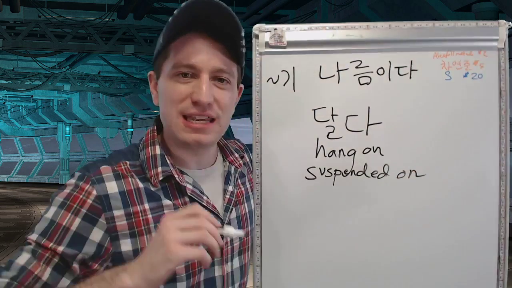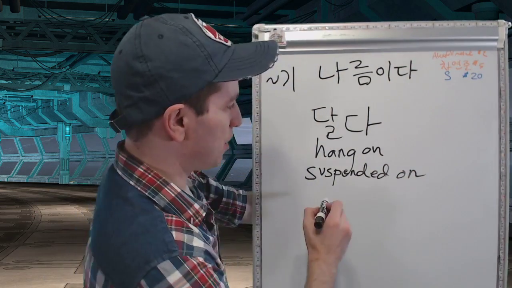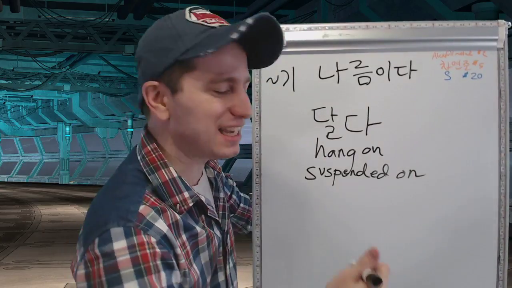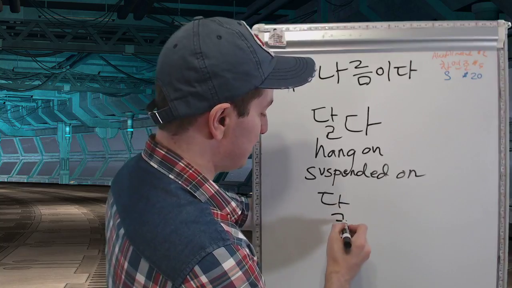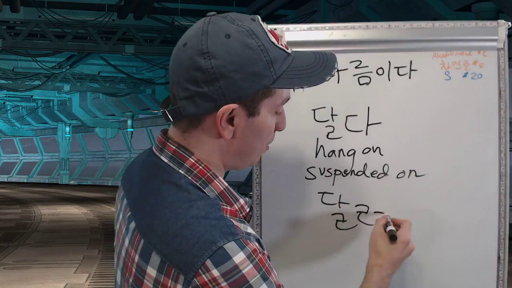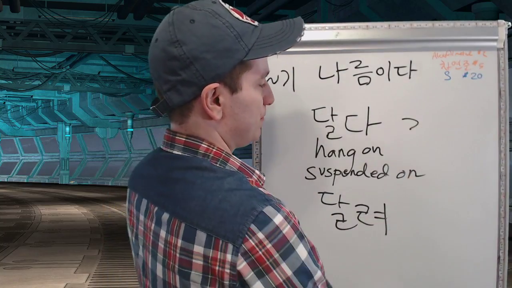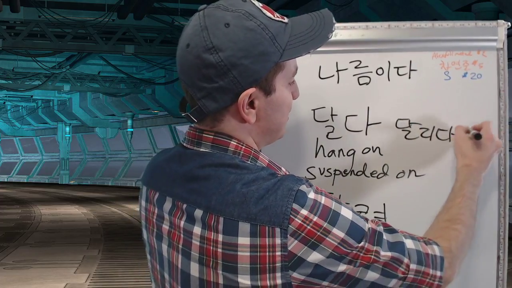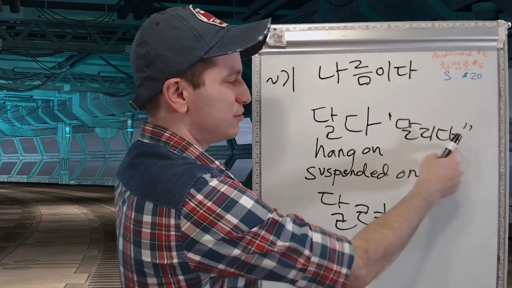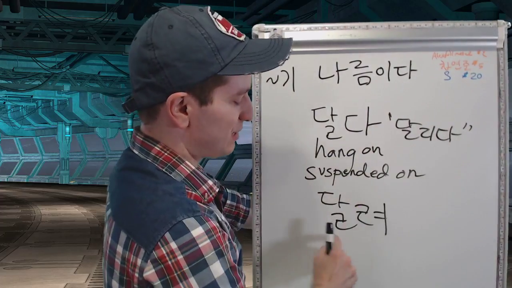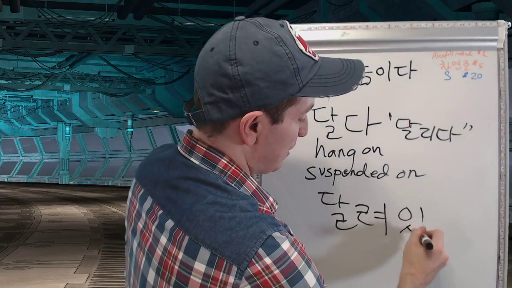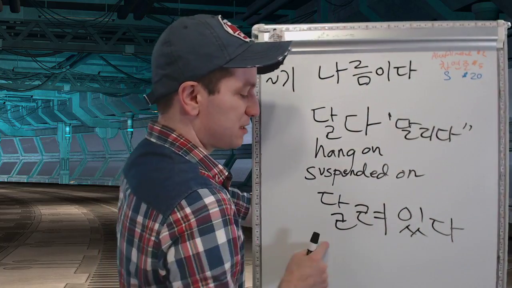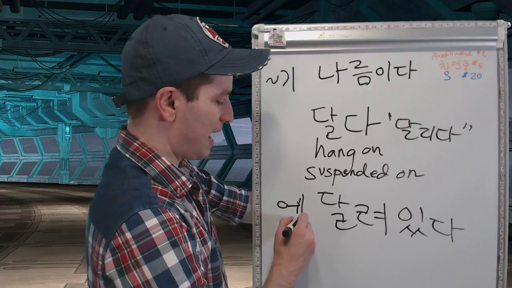And it's used in the state form. I'll just show you what that is. It's used as saying something is hanging on something. You say 달려. It comes from the passive tense 달리다, to be hanging, to be hung, to be suspended. So 달려 있다 means something that is hanging on, something that is suspended on something.